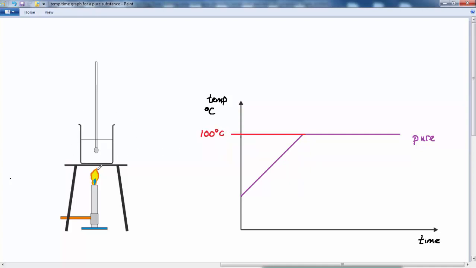Now if the liquid were not a pure substance, for example, if it were a solution of water and some salt, then instead of getting this flat bit, the graph would look like this. The temperature would rise until you reach the boiling point of water at 100 degrees Celsius. Then instead of flattening off, the temperature would slowly increase, and so your graph would have some sort of gentle slope like this. This sloping part will tell you that you've not got a pure substance, but that you've got a mixture. In this case, it's a solution of water with the salt dissolved in it.